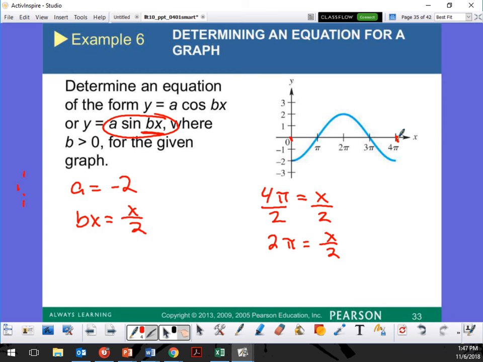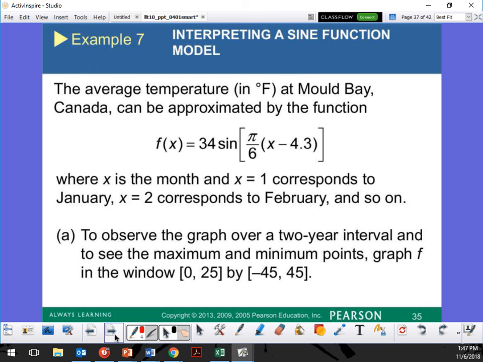So let's put it all together. So it's going to be negative 2 cosine of x over 2. That's all it is. Does that make sense? I think that's the last one I have for you.